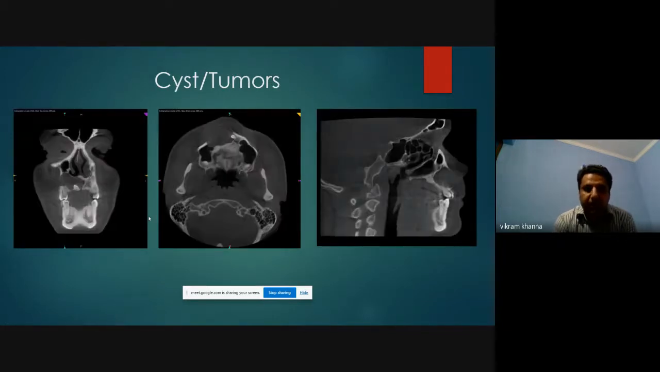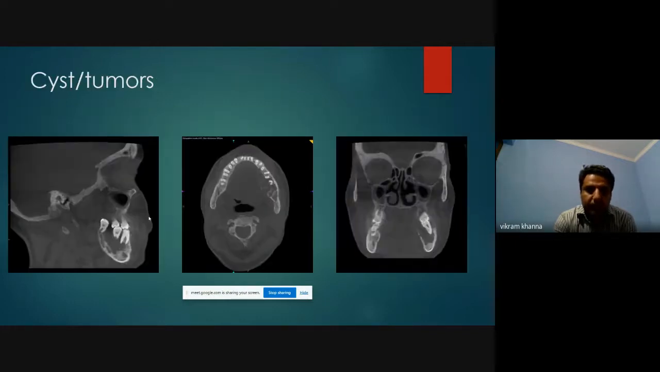This is AOT, adenomatoid odontogenic tumor. This is some sort of malignancy. You can see there is less expansion, but more destruction, which is evident here. Initially we gave a diagnosis of ameloblastoma looking at this picture, but it turned out to be a malignancy, because this gives a soap bubble appearance.